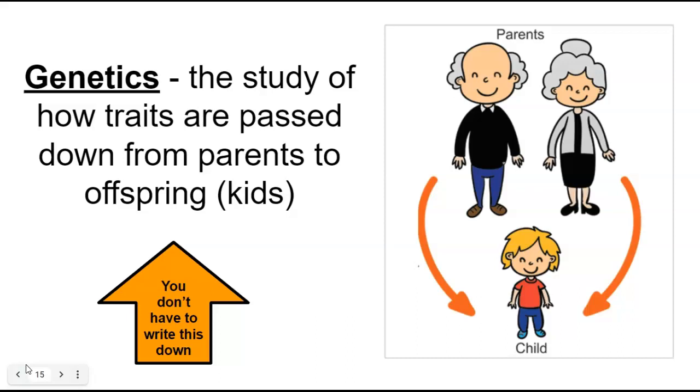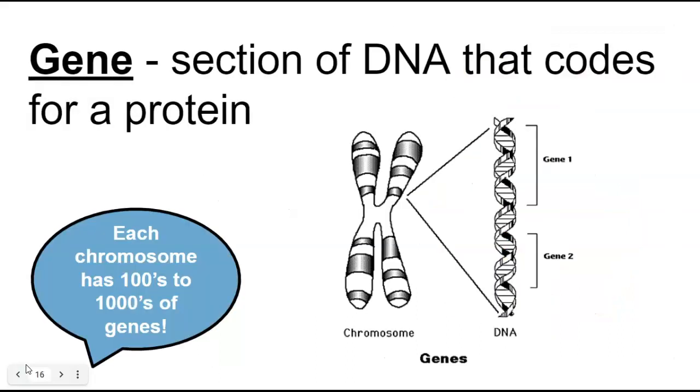And because they couldn't look at DNA, they looked at the physical appearance. Okay, so they would look at, oh, this plant has yellow peas, this plant has green peas. What happens if we breed them? What color peas is the baby plant going to have? So from this, we get our study of genetics.